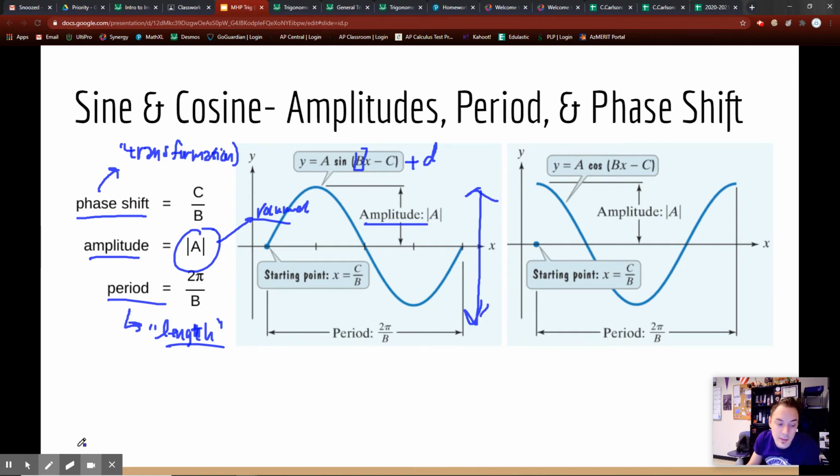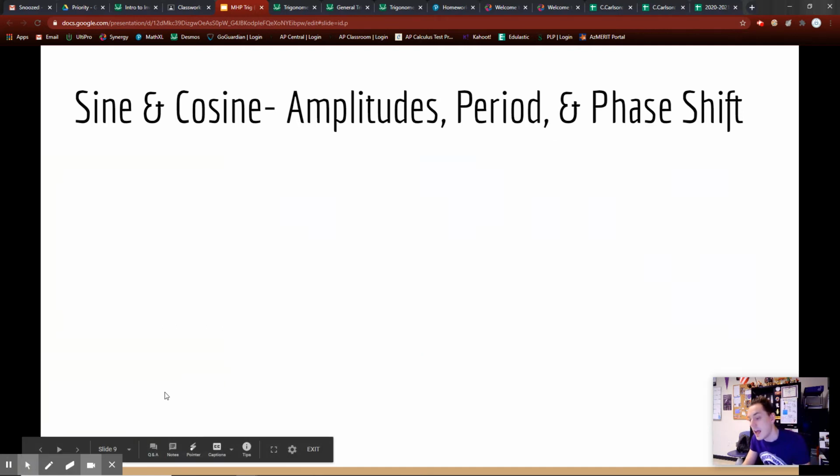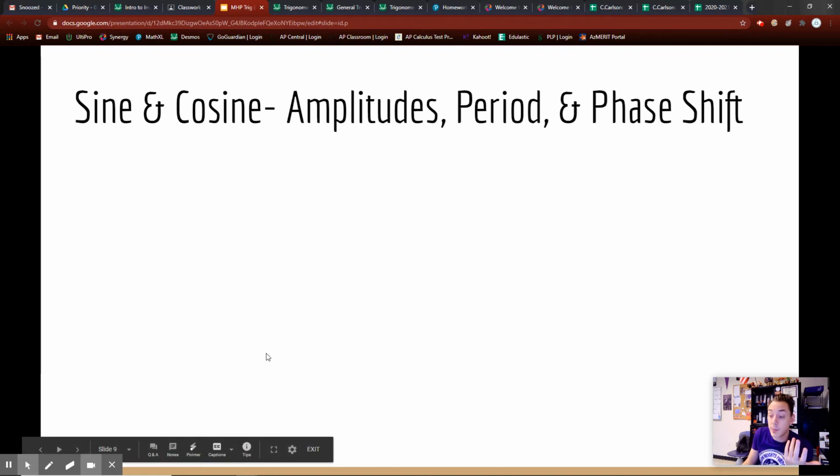Get these formulas down because we're going to be using them. Math Excel is not just going to ask you to graph this or choose which graph it is, but it's also going to ask you what's the period, the amplitude, the phase shift, and so forth. And we have to pull those out.